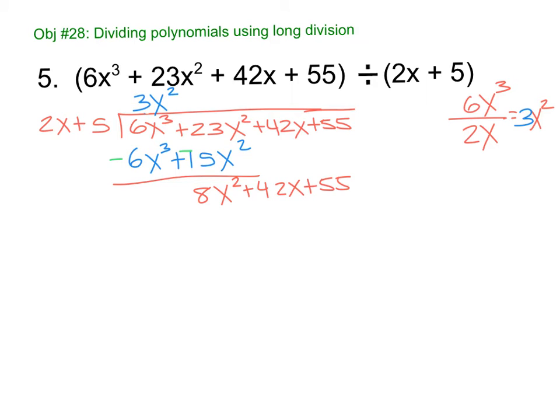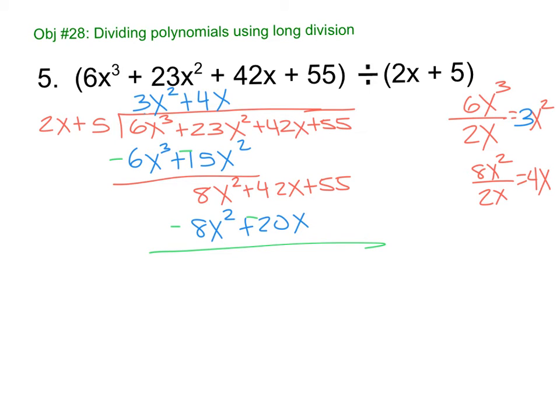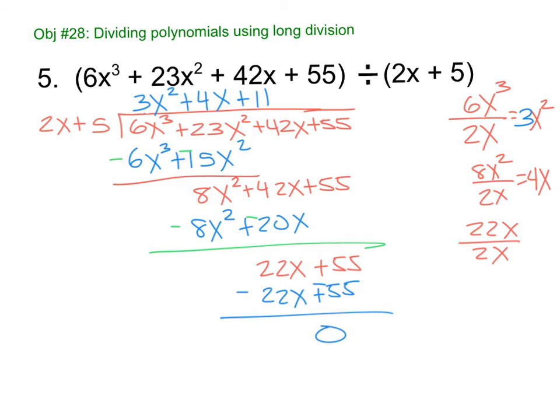Repeat the process. 8x squared divided by 2x. This time we get 4x. Distribute 8x squared plus 20x. Change the sign for subtraction. 22x plus 55. 22x divided by 2x is 11. 22x plus 55. Minus, minus, remainder of 0. And we're done.